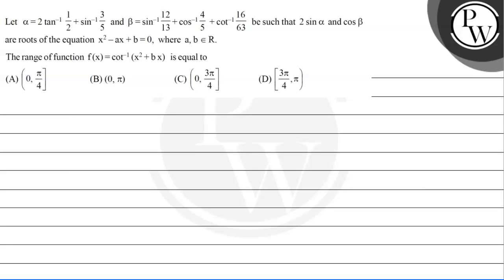The question says: let alpha is equal to 2 tan inverse 1 by 2 plus sin inverse 3 by 5, and beta is equal to sin inverse 12 upon 13 plus cos inverse 4 by 5 plus cot inverse 16 upon 63, be such that 2 sin alpha and cos beta are the roots of the equation x square minus ax plus b is equal to 0, where a and b belong to R.